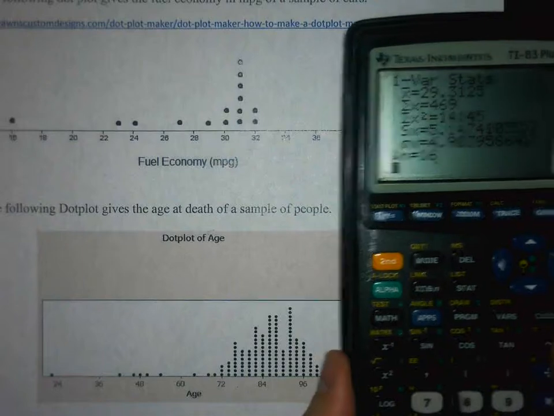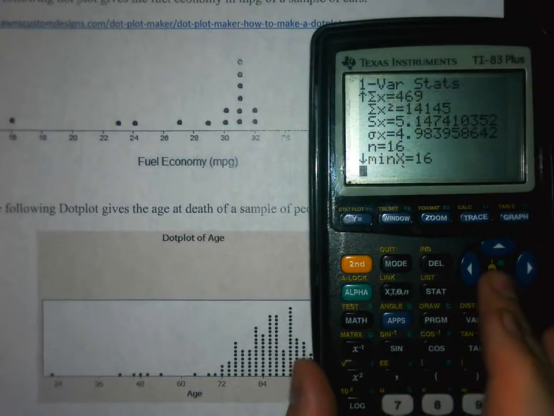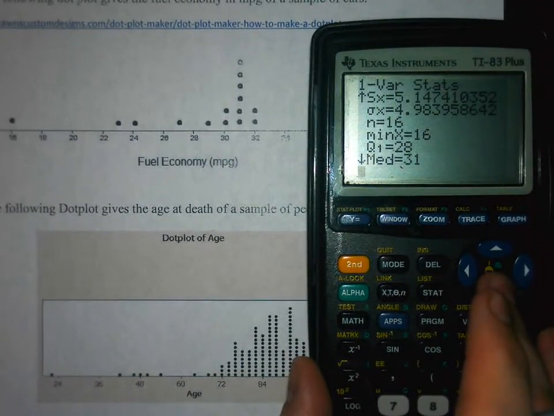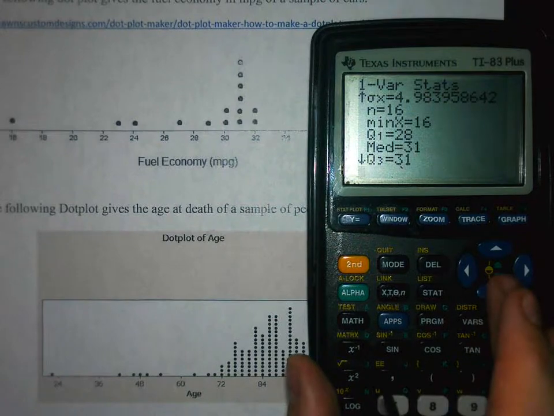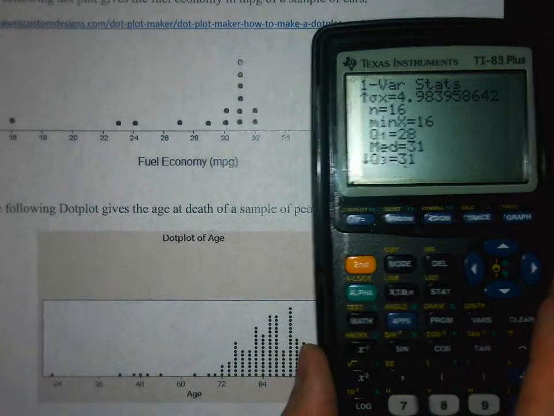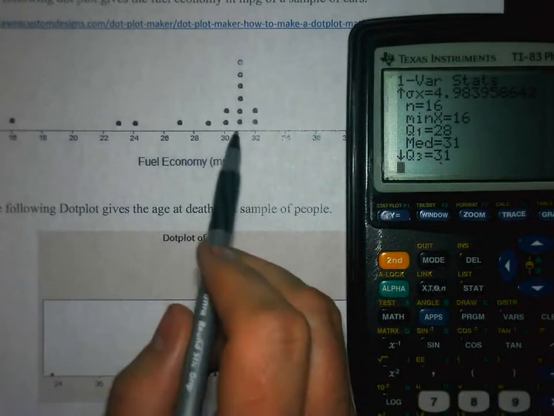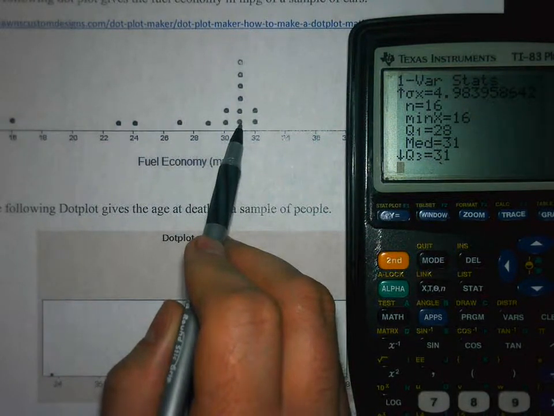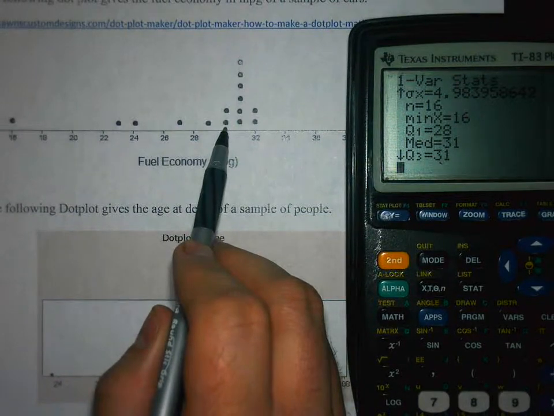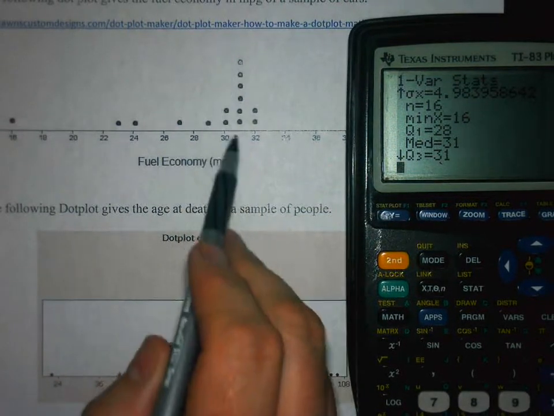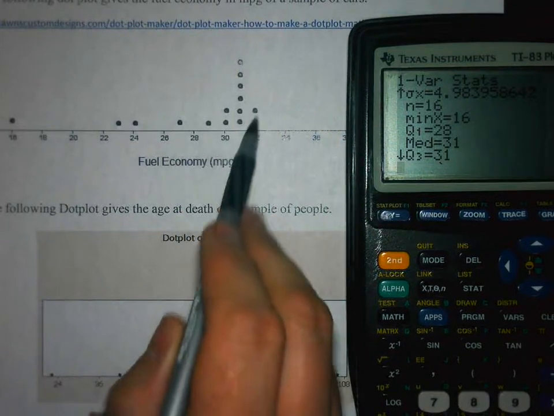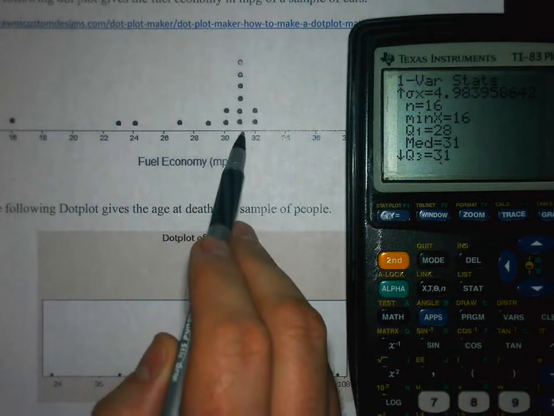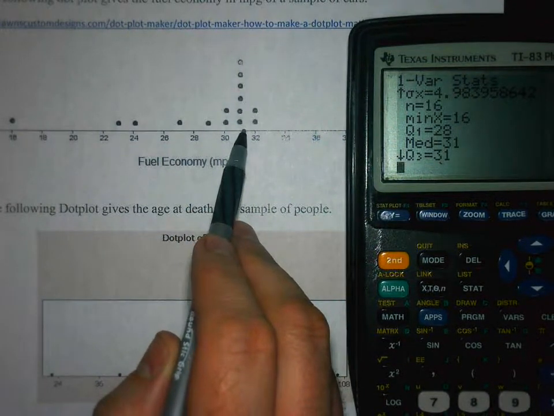If I scroll down on my calculator for the median, it gives me a median of 31. So the middle number is the same as the mode, which is at 31. This is a case where, when you graph these, the median didn't really shift from where you would have expected it, right here, the same as the mode.